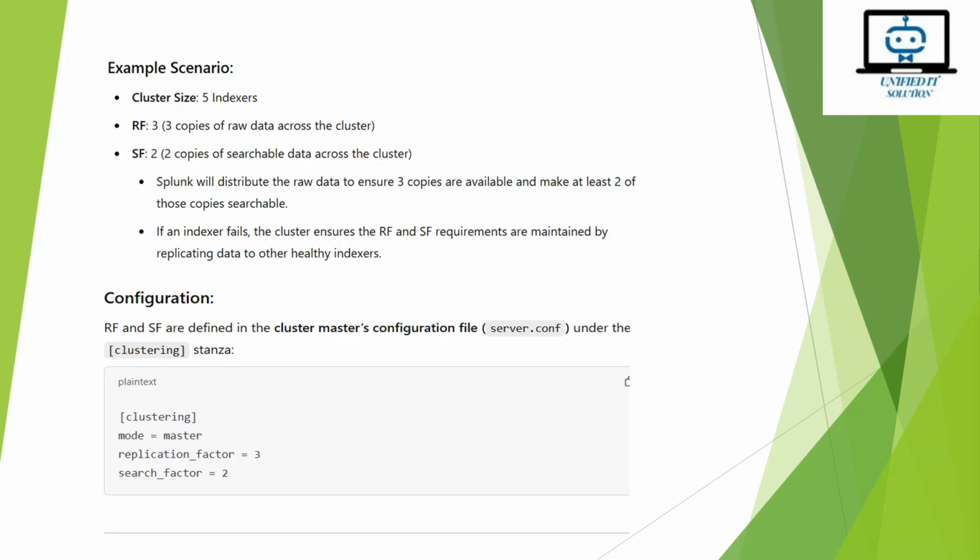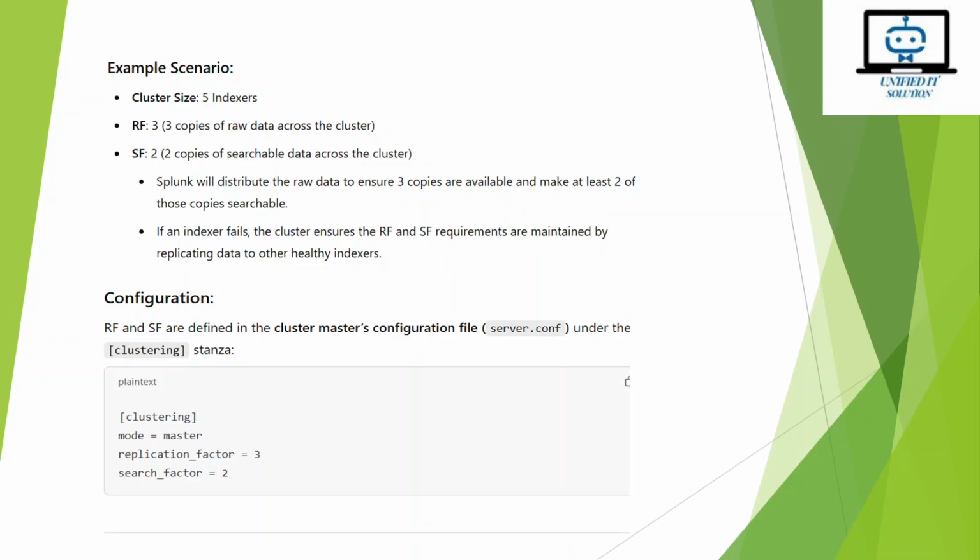If an indexer fails, the cluster ensures that the required RF and SF are maintained by replicating data to other healthy indexers. So with 5 indexers and replication factor 3, if 1 is down there is no issue, if 2 are down there is no issue, but if a third is down, then the cluster won't be able to meet the replication factor.